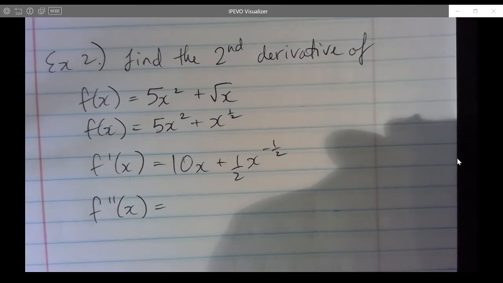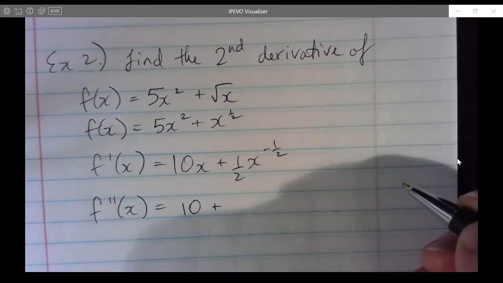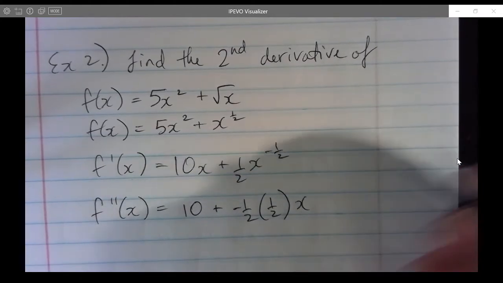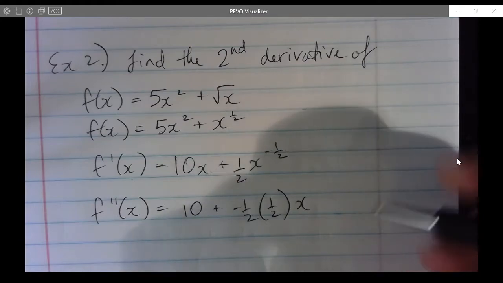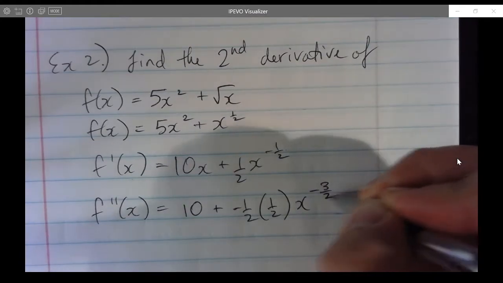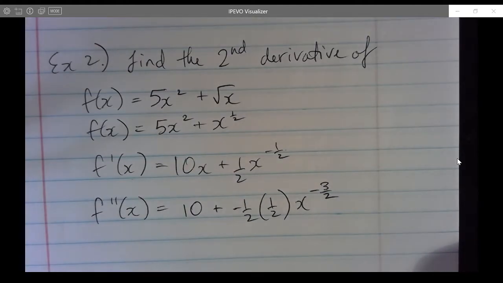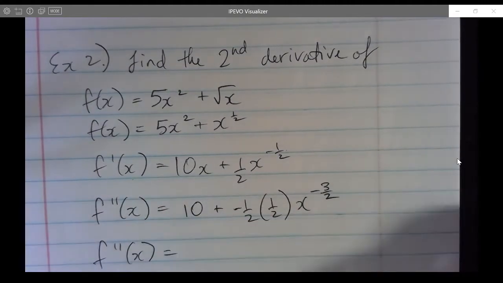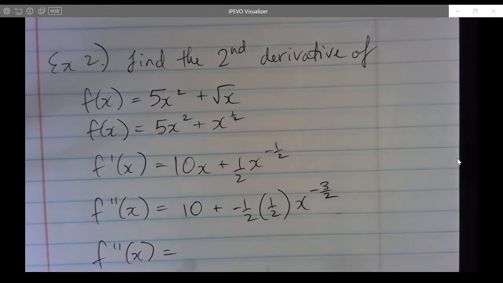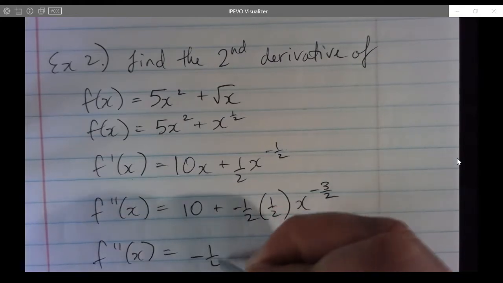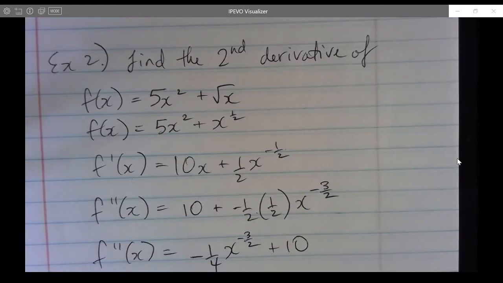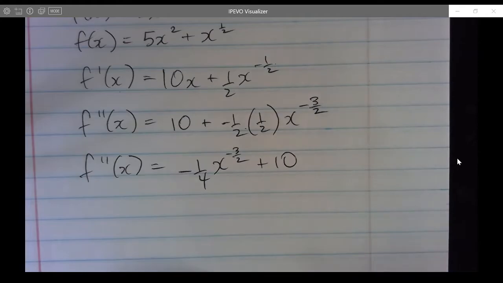And the second derivative is, of course, going to be just 10 plus negative 1/2 times the half that's already there times x to, and now think about it, if you subtract a 1 from negative 1/2, that's going to be negative 3/2. Okay, and tidying that up a little, if the answer key doesn't mind that you leave this in a rational exponent or a negative rational exponent, it would just be negative 1/4, right, 1/2 times 1/2, x to the negative 3/2 plus 10.